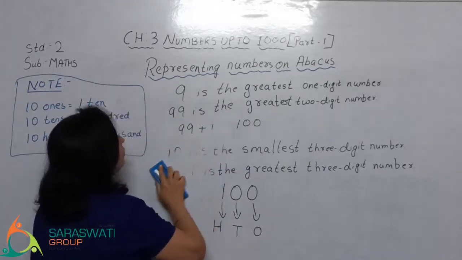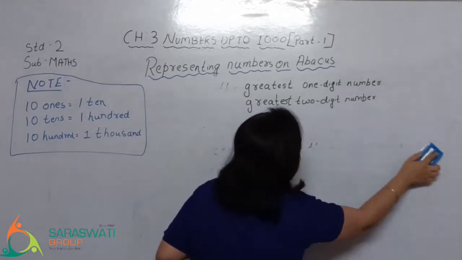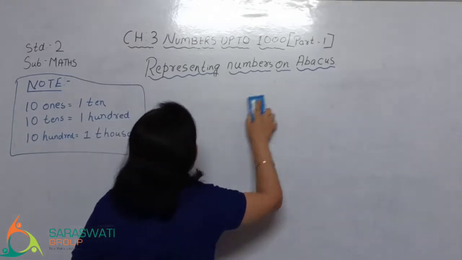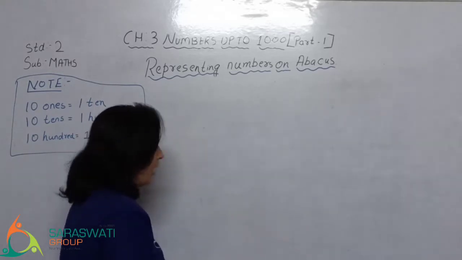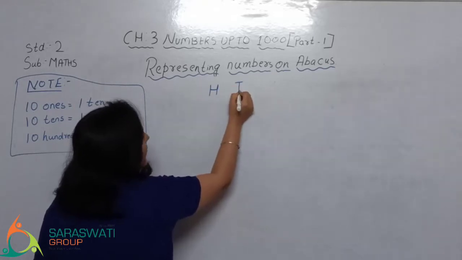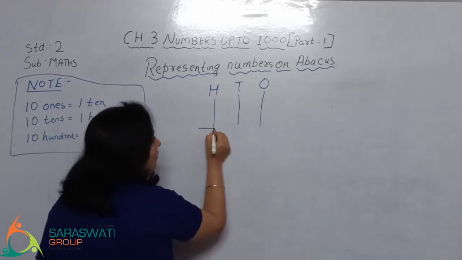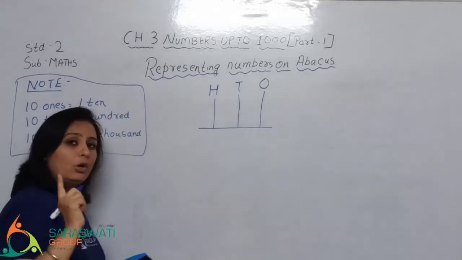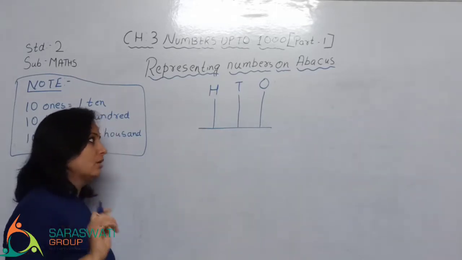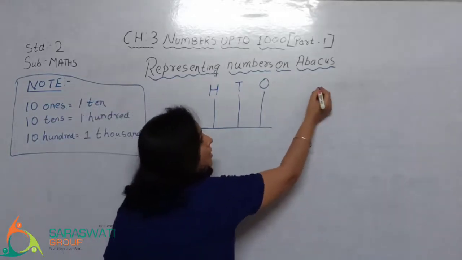Okay, so first of all, children, I will draw the abacus. You already know how to draw the abacus, right? So let me draw the abacus. I will write first 100, then tens, and then ones. अब तक सिर्फ tens ones था, but now 3 are there. Now I told you 100 is the smallest 3-digit number, right? अब 100 से बड़ा कौन सा आया? It is 101. 100 के बाद क्या आएगा?